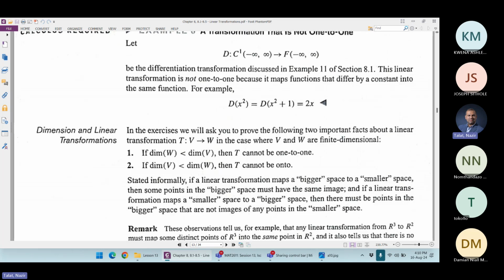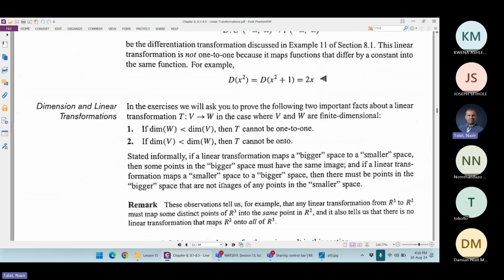With these two important relations, we can conclude that such transformations cannot be both 1-1 and onto. For instance, if T is a mapping from R3 to R2, this type of operator, whether linear or nonlinear, cannot be 1-1. Why? Because the dimension of R2 is 2 and the dimension of R3 is 3. And similarly, this operator will not be onto.